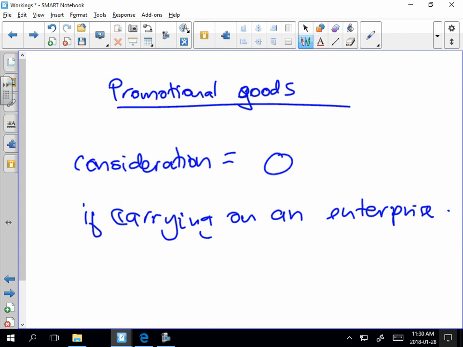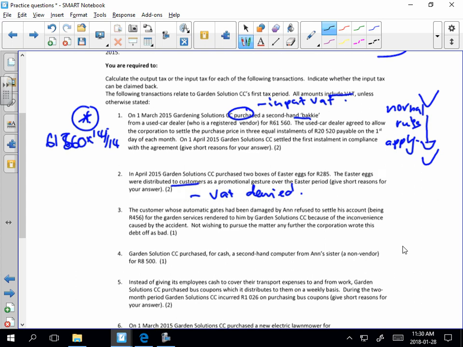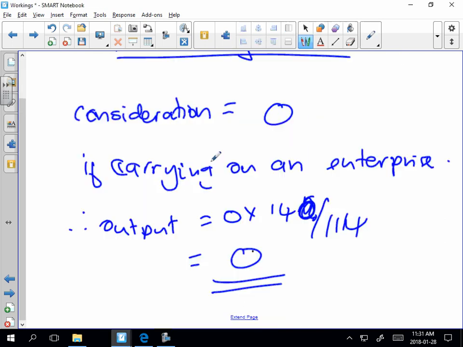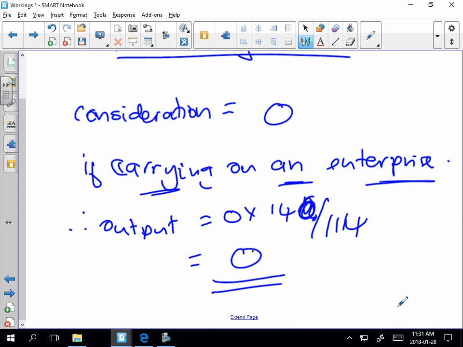Does that make sense? So therefore, output VAT will equal to what? Output VAT will equal to zero times 14 over 114, and that will equal to zero. All right, so looking at this one here, why did we buy it? For promotion, but what were we doing? Entertainment. So therefore, we're going to go with VAT denied. But in a scenario where you are carrying on an enterprise, then in that case, it's going to be 0 times 14 over 114.